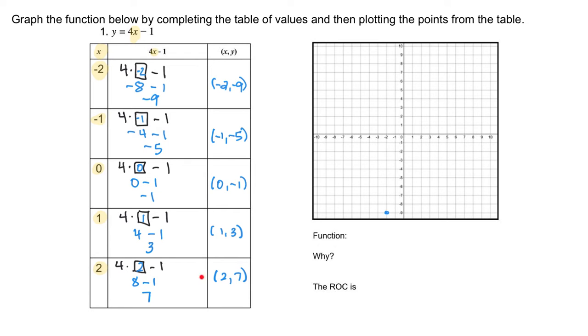Hopefully you got ordered pairs that look like mine. When you plug in negative 1, you got negative 5 out. When you plugged in x was 0, you simplified and got y was negative 1. When you plugged in x was 1, you got y was 3. When you plugged in x was 2, you simplified and got y being 7. So you can plot these points if you haven't already done that.